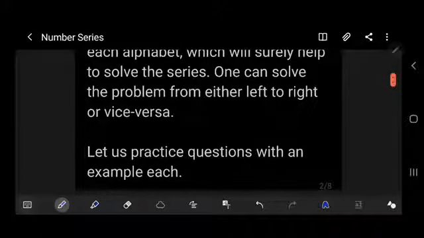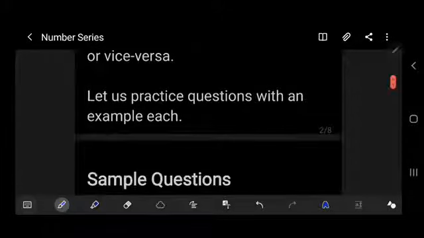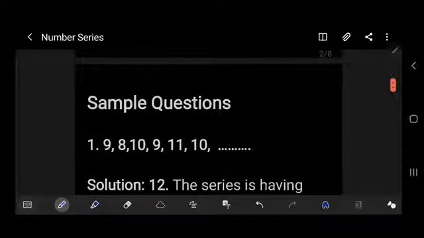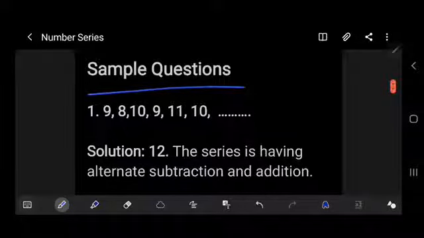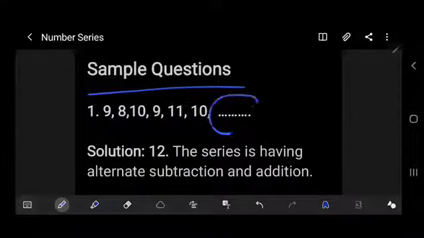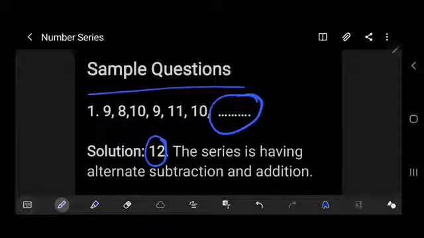So let's practice questions with an example each. There are some sample questions right here, so we are going to solve this. Here the question is 9, 8, 10, 9, 11, and 10. What will the answer be? Firstly, see the question very thoroughly. Thereafter, I'm going to tell you the solution is 12, and I'm going to explain that.